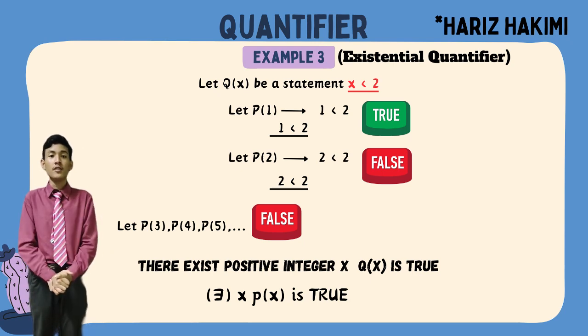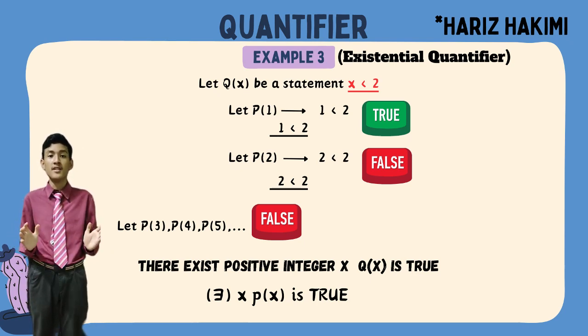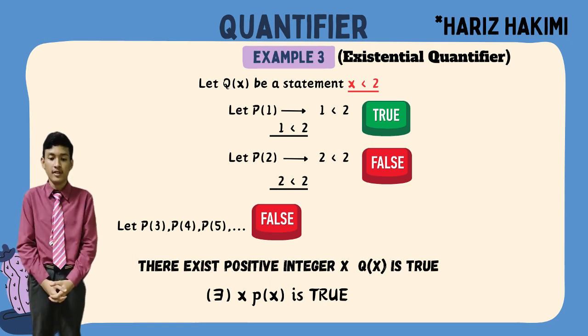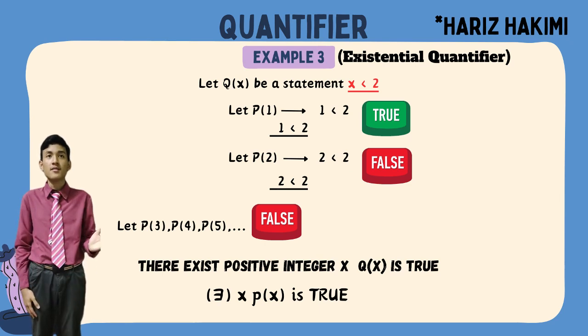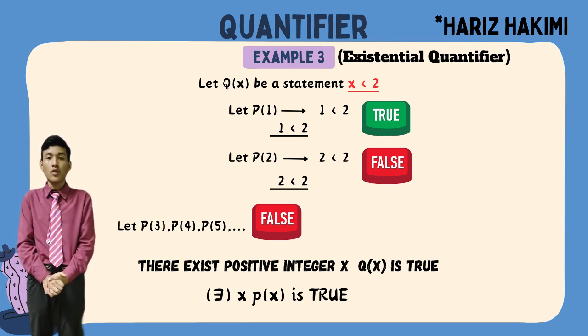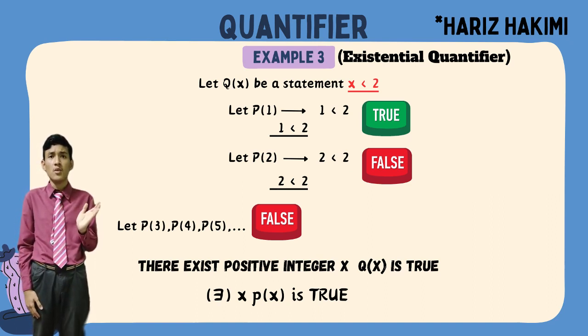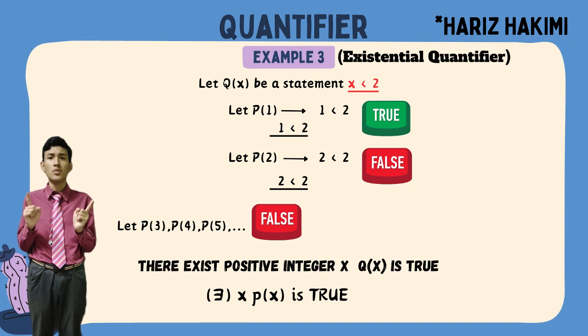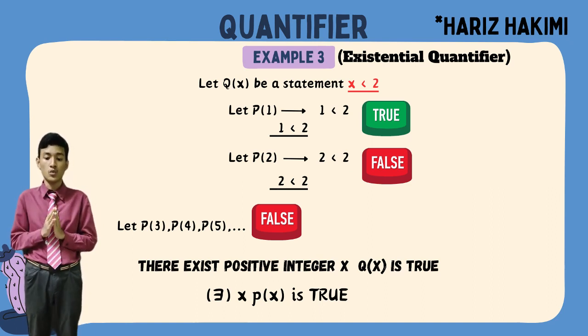Okay, let's move on to the last example, which is example 3, the existential quantifier. Let Q(x) be the statement x less than 2. So when we substitute 1 into the statement, we get 1 less than 2. So that statement is true. But when we substitute 2 into the statement, we get 2 less than 2, which is false. So we can say that there exists a positive integer x such that Q(x) is true.